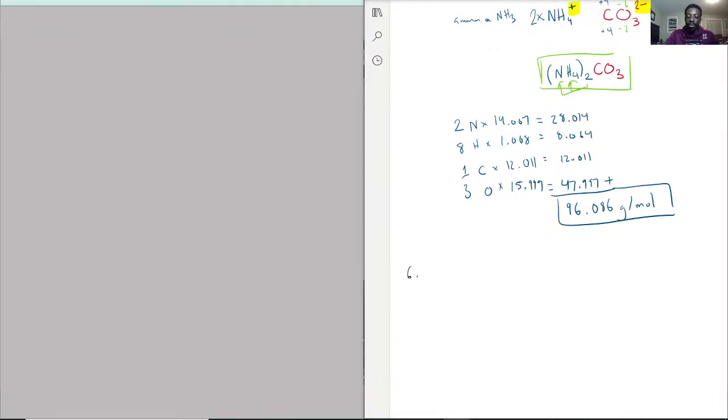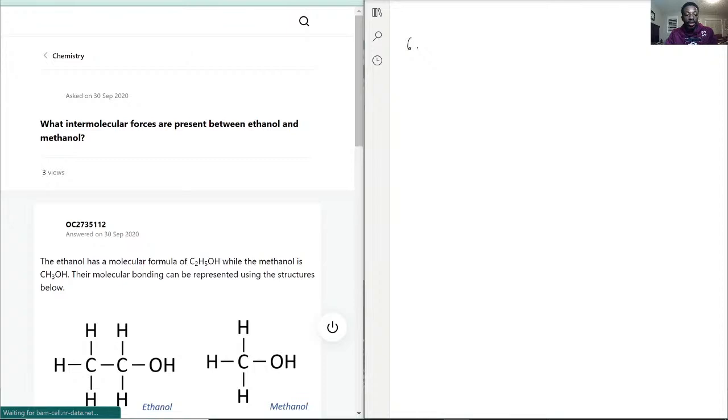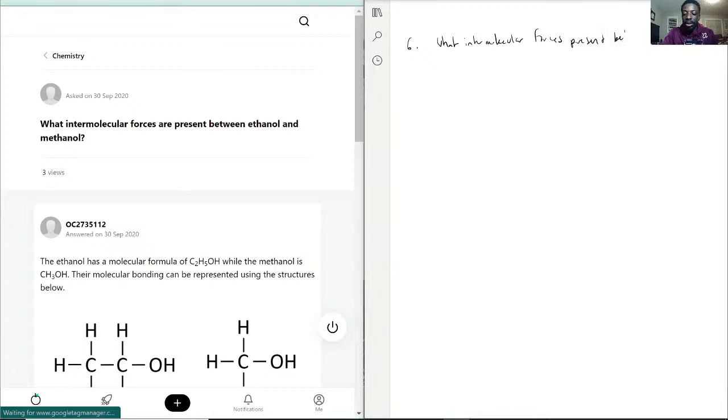So with that being said, moving on to question 6. Now, this question is asking, what intermolecular forces are present between ethanol and methanol? Okay, so give me a second to make sure that we can get any sounds. Ethanol and methanol, right? Let me just write the question down. Intermolecular forces present between ethanol and methanol.